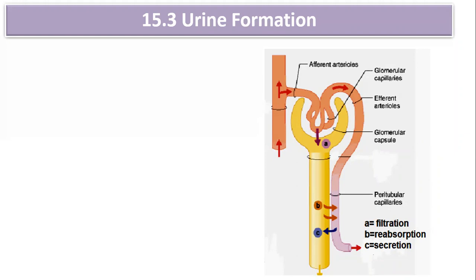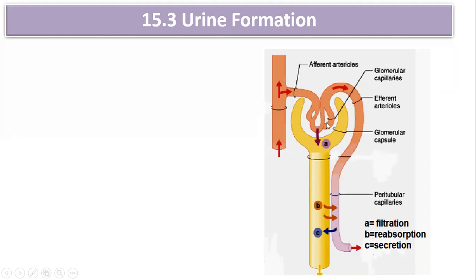Pay attention. Now you can see this first process. The first process is called ultrafiltration. Now, what happens is that sometimes during ultrafiltration, some substances escape, and they enter into the peritubular capillaries. So the first step is ultrafiltration, and the second is selective reabsorption.